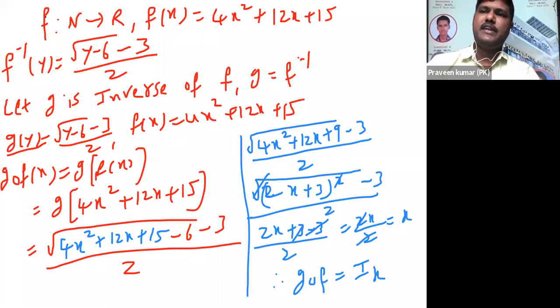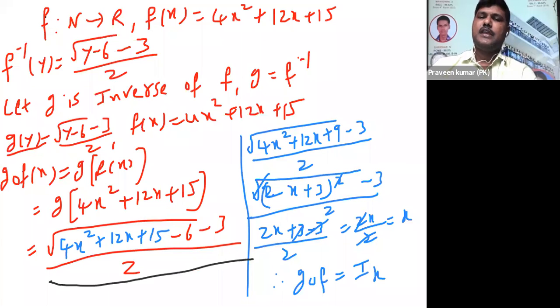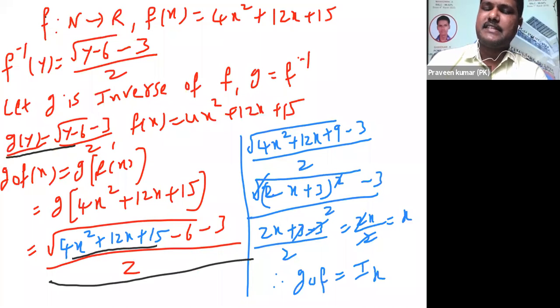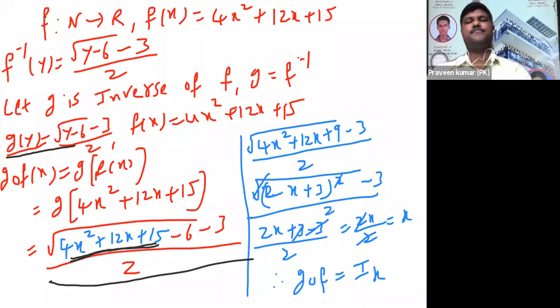So in this problem, what is the confusion step? First is this one. If you want to understand this step, see g of y. What is g of y value? Root of y minus 6 minus 3 by 2, in place of y, this value. After that, 15 minus 6 is 9. This fully is in the form of a plus b whole square, 2x plus 3 whole square. Square root cancel, 3 cancel, 2 cancel, x. Understand? Then g circle f is Ix.